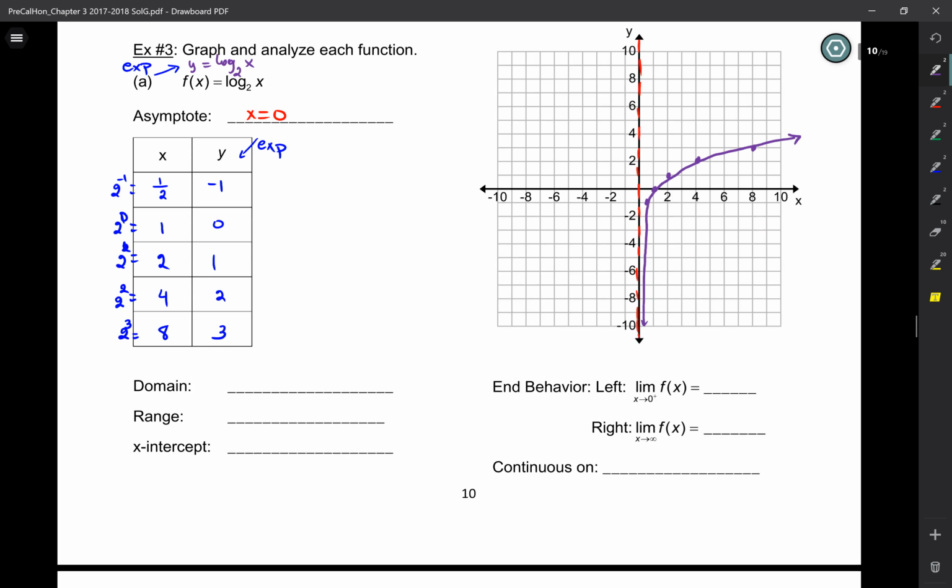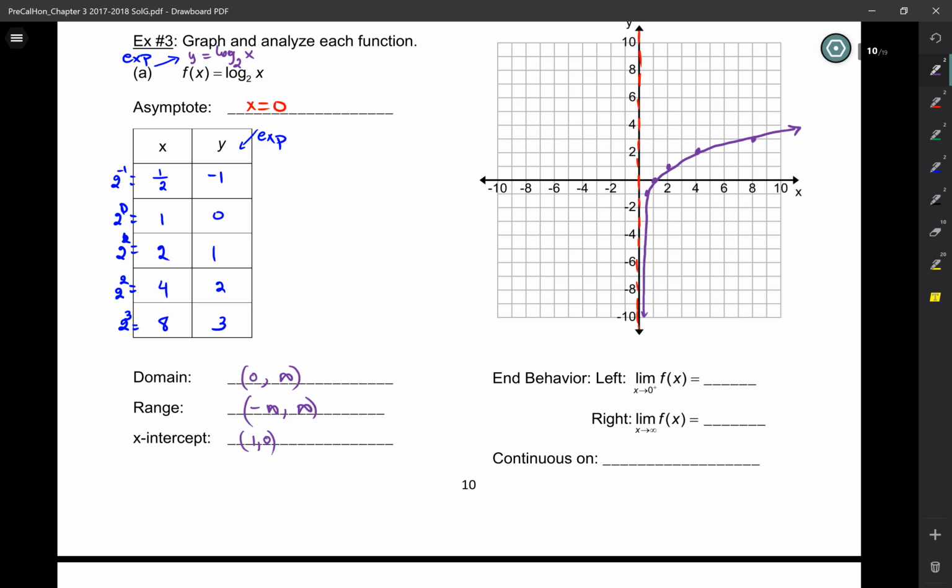All right, so what's the domain then? The domain is 0 to infinity. The range is all reals. There is no y-intercept this time. There is an x-intercept, right? At 1 and 0.